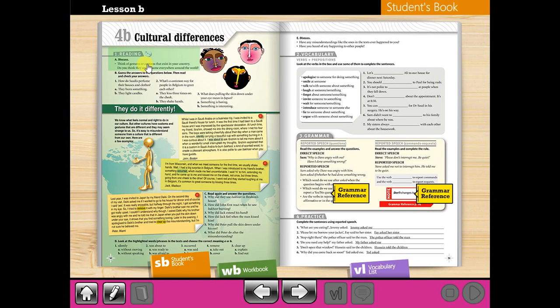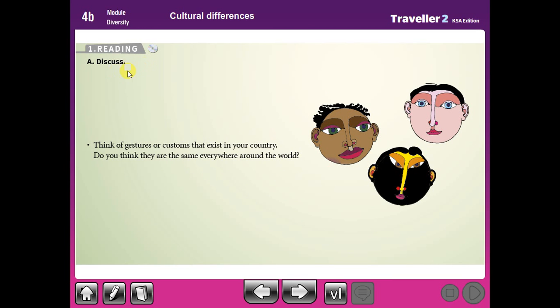Now we are going to talk about lesson 4b. Discuss. Think of gestures or customs that exist in your country. Now we are going to know the meaning of gestures and customs.